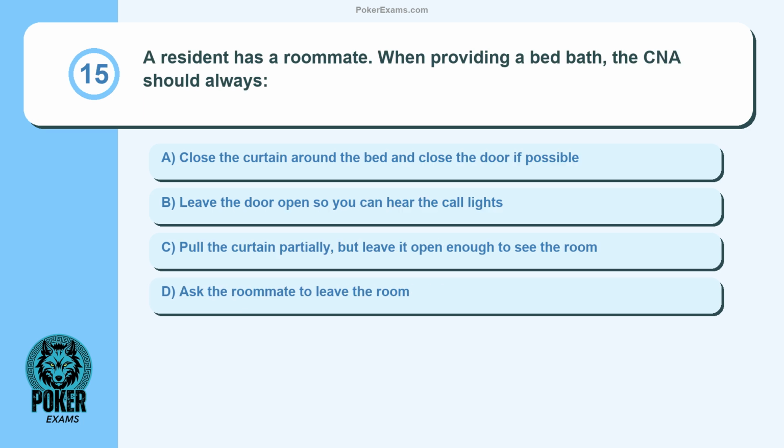Question 15. A resident has a roommate. When providing a bed bath, the CNA should always close the curtain around the bed and close the door if possible. Leave the door open so you can hear the call lights. Pull the curtain partially, but leave it open enough to see the room. Ask the roommate to leave the room.